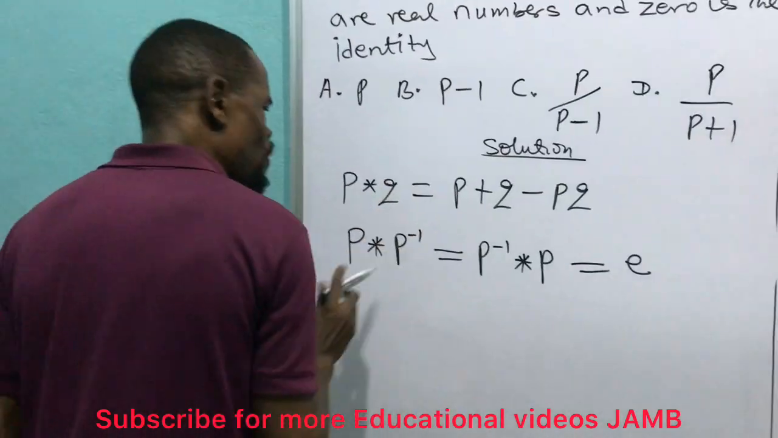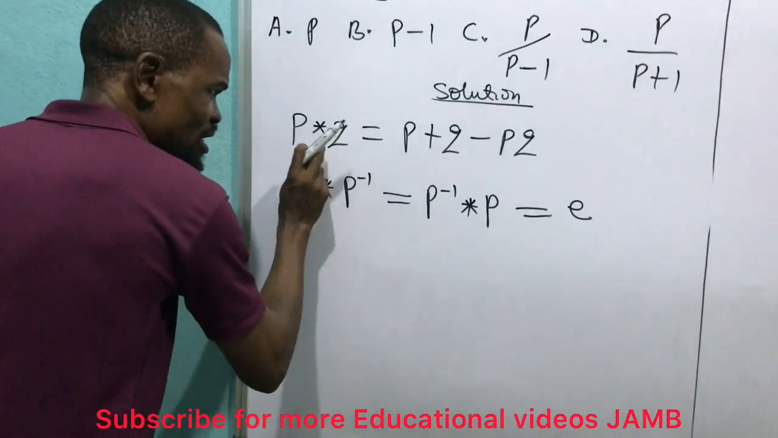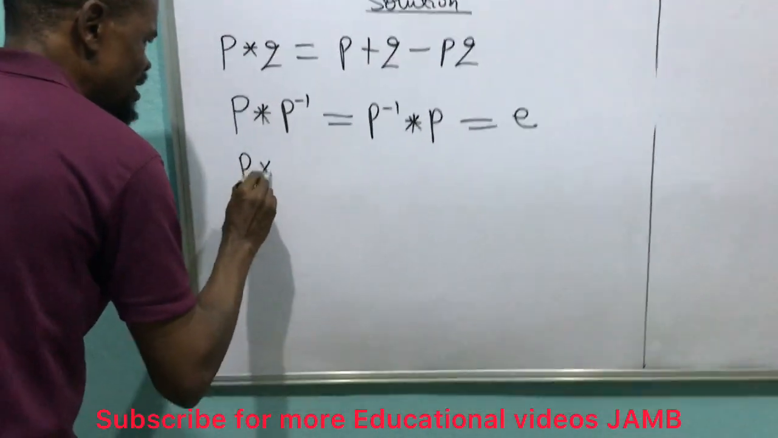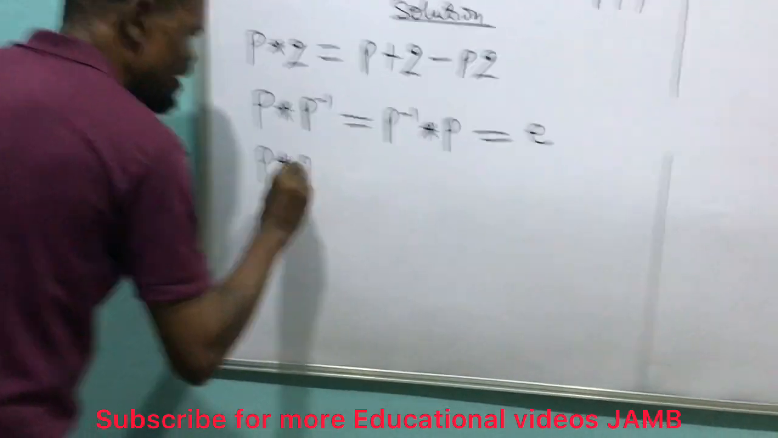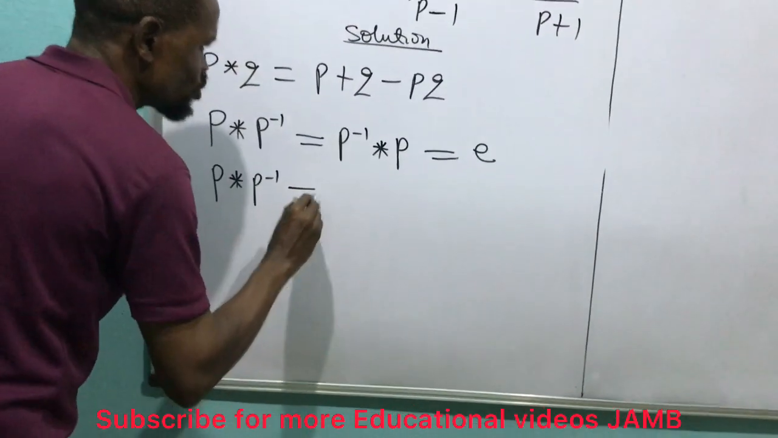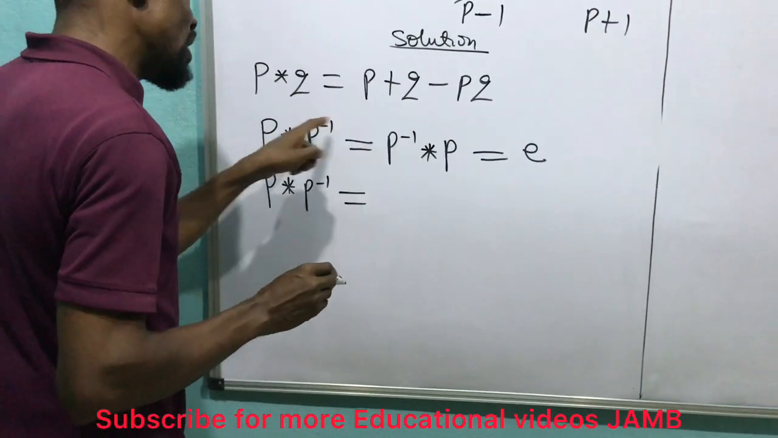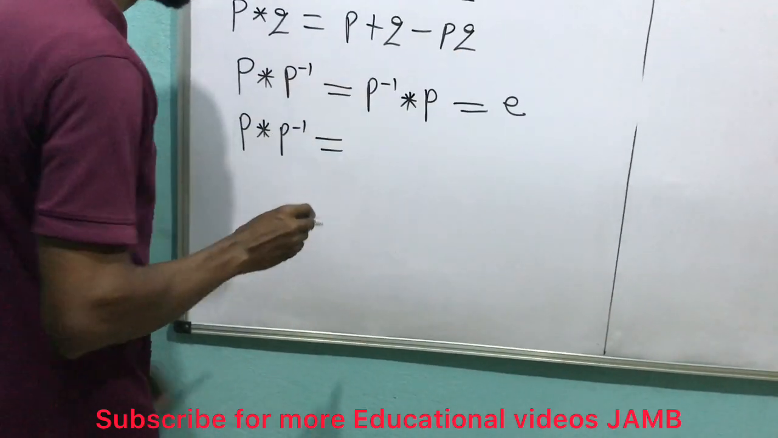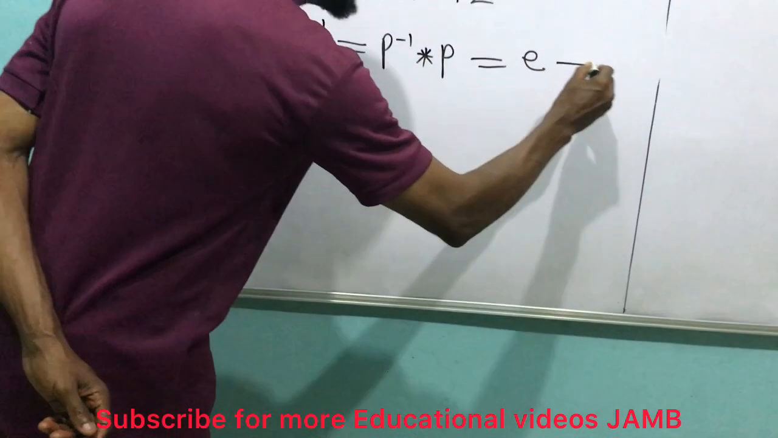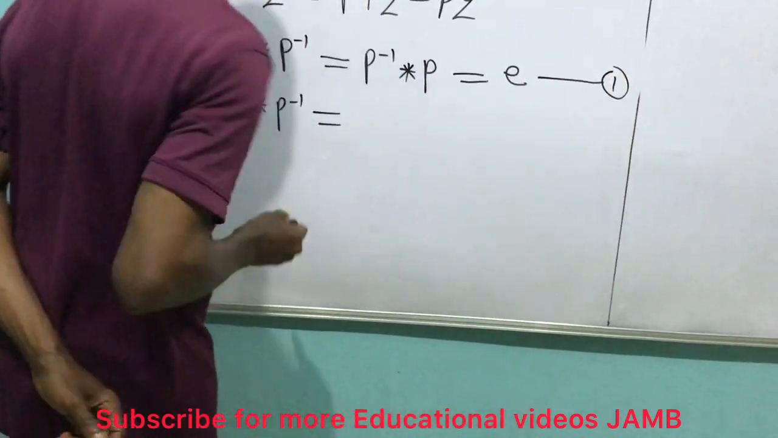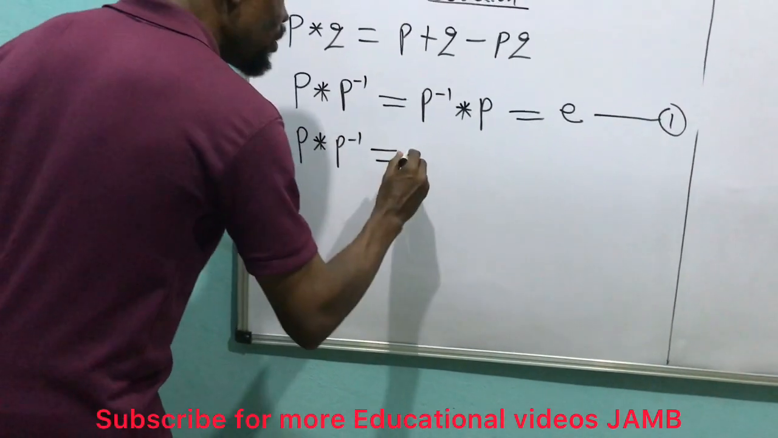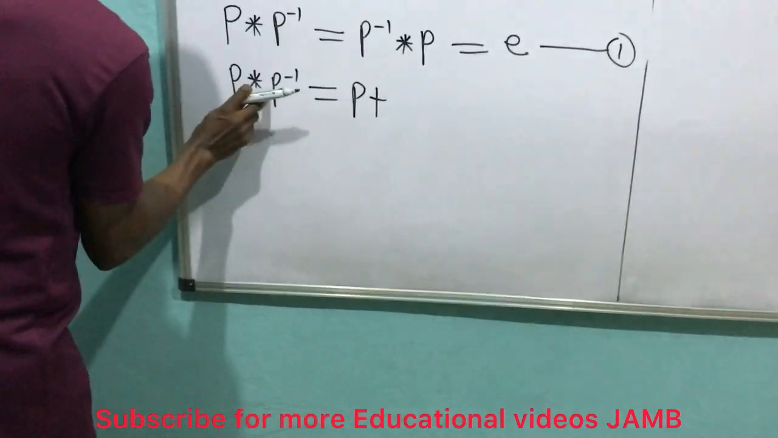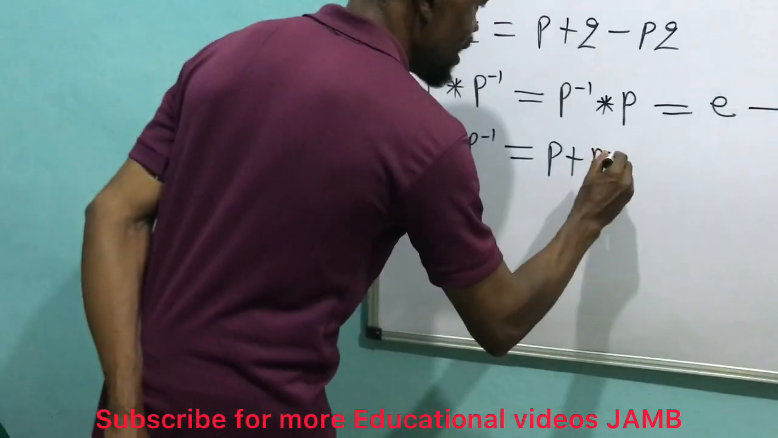Then again, I will go back to the same equation and put P star P inverse, which is equal to 0. Any place I see Q here, I replace it with the inverse. Any place I see Q in this place, I replace it with the inverse. I call this one equation 1. Then this will be P plus this Q, and I have replaced it with the inverse, which will give me P inverse.